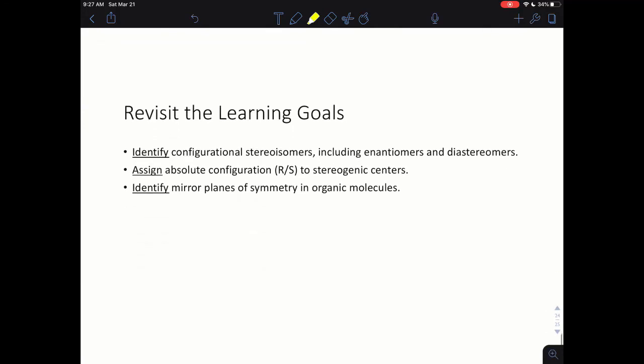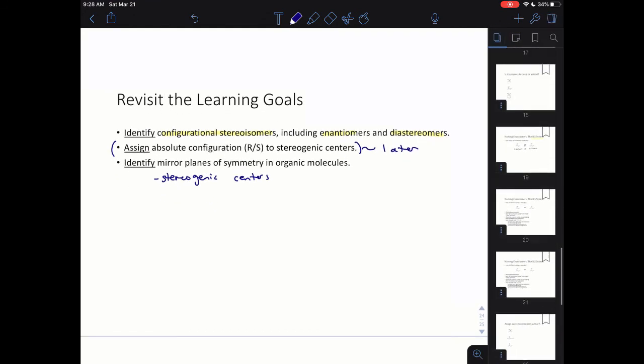Let's think about, though, what we have learned. We've learned to identify configurational stereoisomers, including enantiomers and diastereomers. And we'll go back to that chart in just a second. We're going to learn R and S in a later video. And you're able to identify mirror planes of symmetry. So those are those internal ones in organic molecules. And you're also able to identify stereogenic centers.